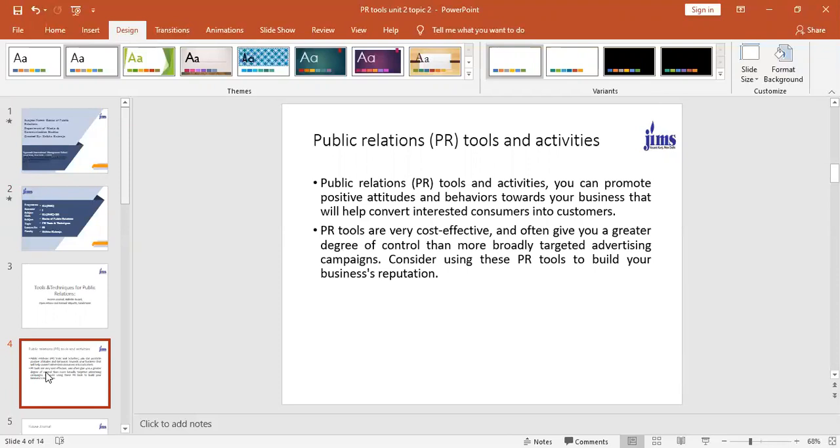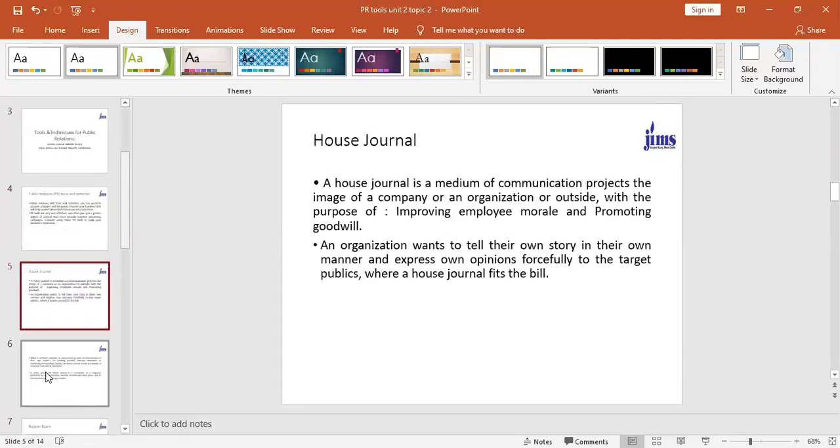PR tools are very cost effective and often give you a greater degree of control than more broadly targeted advertising campaigns, considering you're using these PR tools to build your business reputation. If the PR tools and strategy are used wisely, they help in building the reputation correctly. So the major tool that we are talking about here is the house journal.